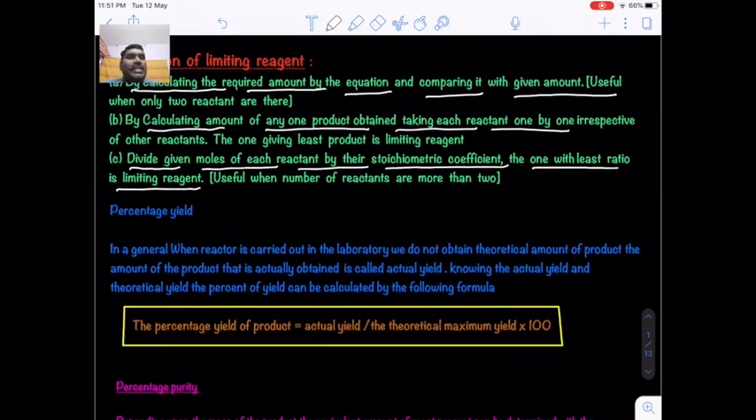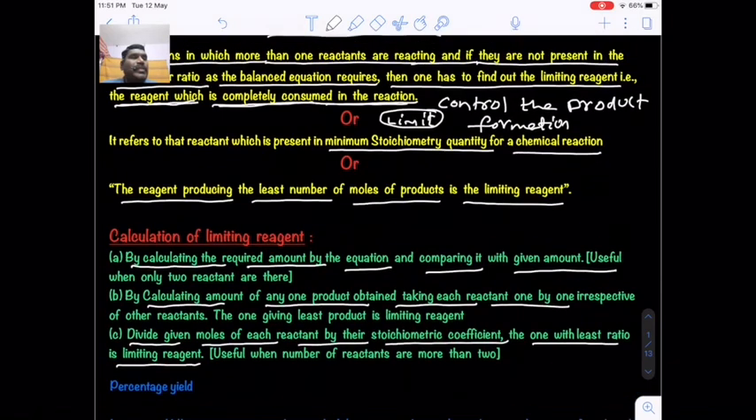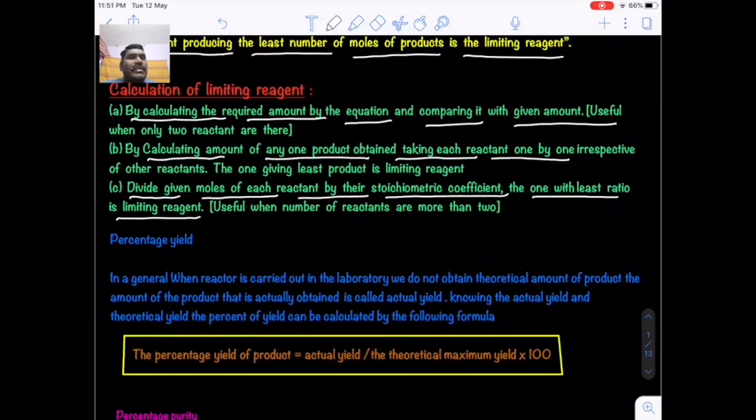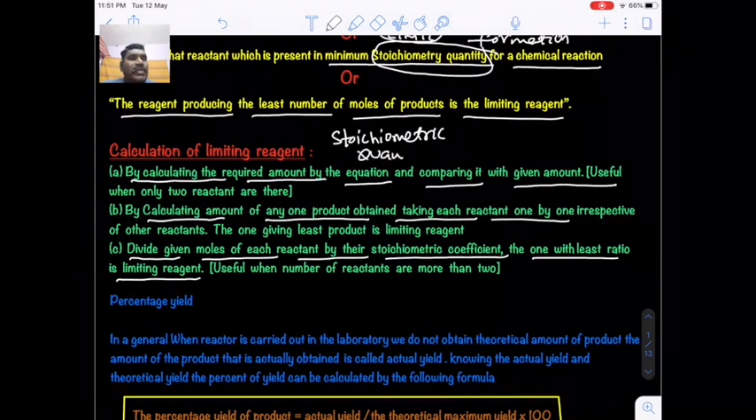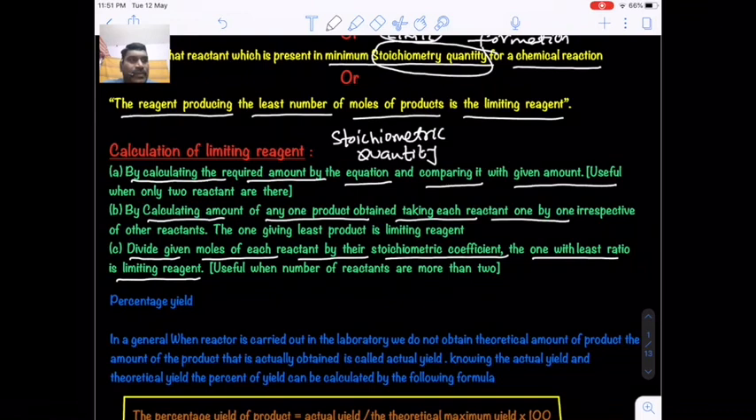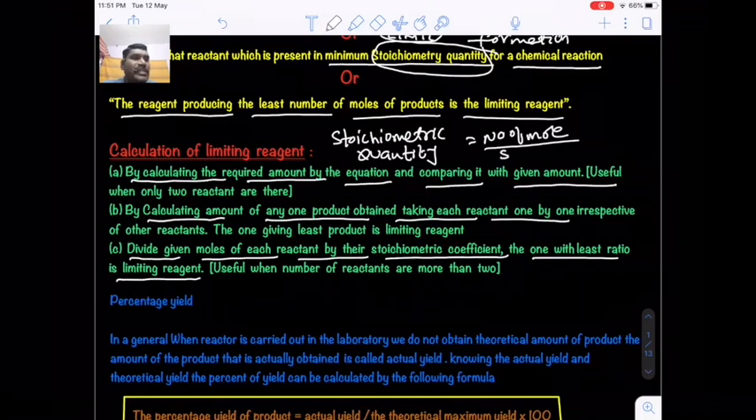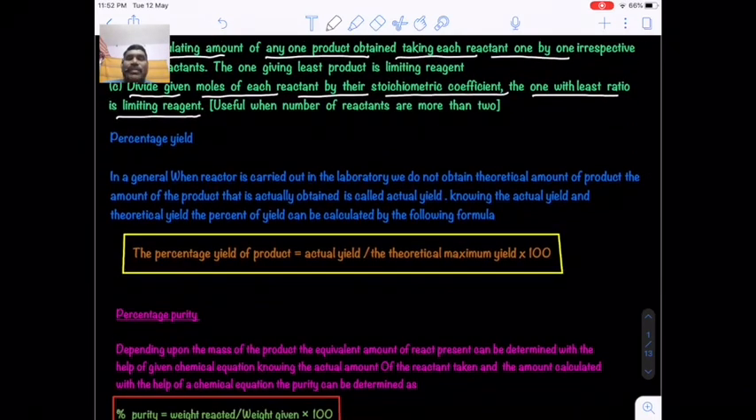Now this is the stoichiometric quantity. What is the stoichiometric quantity? The stoichiometric amount, or quantity, is equal to the number of moles divided by the stoichiometric coefficient. Now I will tell you by taking one example.